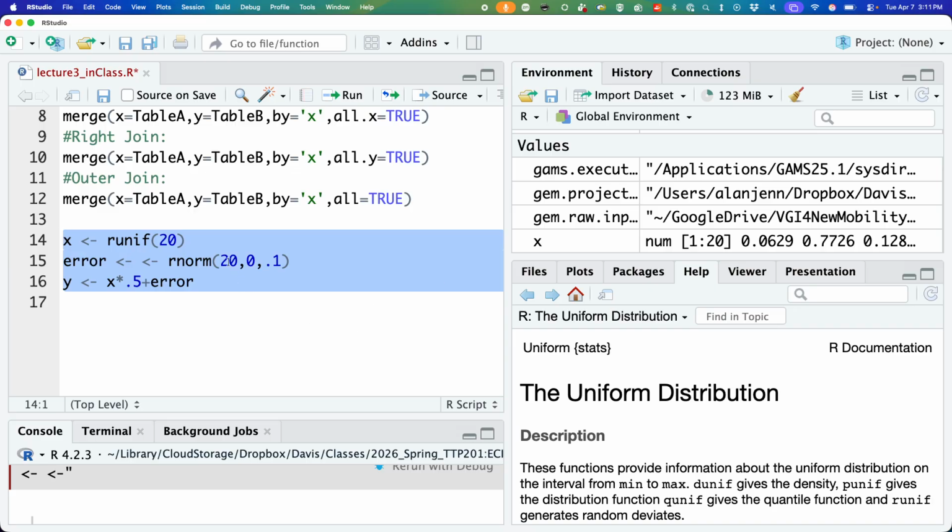runif is a function that generates random numbers between 0 and 1. 0 and 1 is the default, and you can specify a different range if you want. Here I'm asking it to pick 20 numbers between 0 and 1. I'm going to create an artificial error that's normally distributed, so I'm picking 20 draws from a normal distribution with a mean of 0 and a standard deviation of 0.1. Then I'm going to create my y's based off of my x and my error. So this is x times 0.5 plus error.